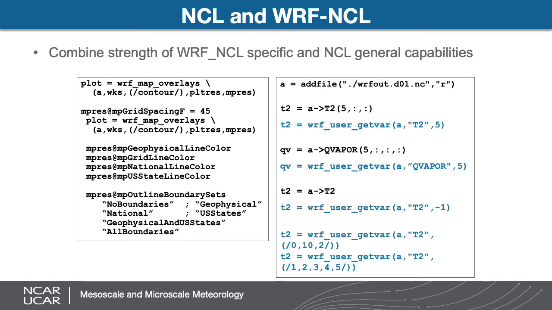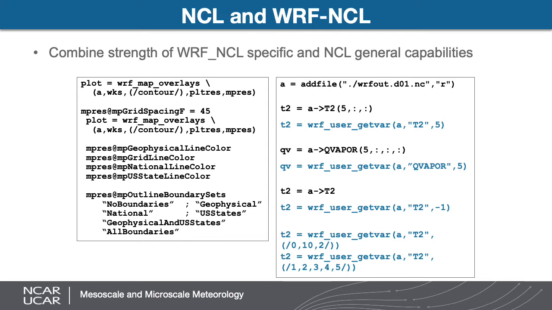So one great thing about NCL and WRF NCL is that we can combine the strength of both of them to make some really amazing plots. On the left here, we can see that we can use WRF map overlays with the plot resources and the map resources, which we saw. But I can just show you some of the map resources we can set, such as grid spacing. You can say every 45 degrees. We can also set geophysical line colors, grid line colors, national line colors, US state colors, and also which kind of boundaries we wanted to draw.